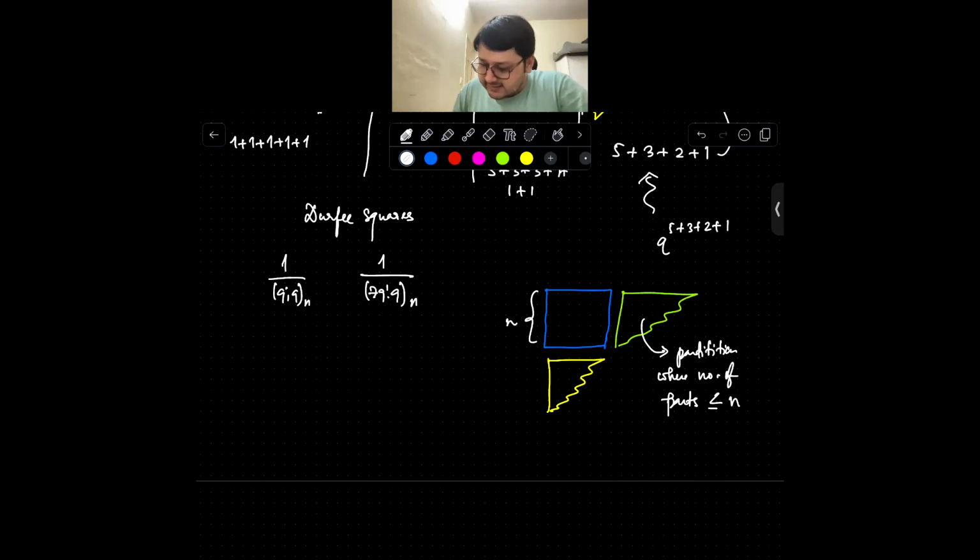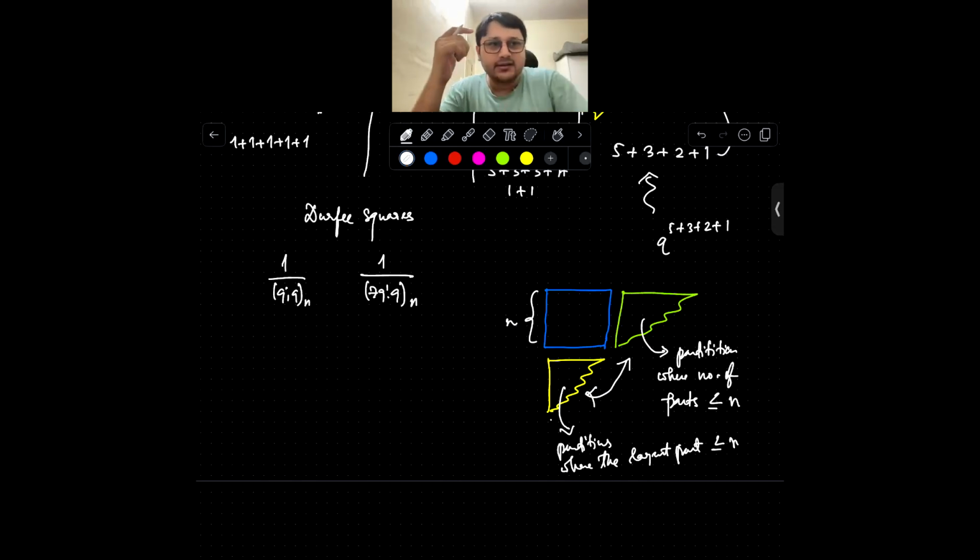And in this case, this is going to be a partition where the largest part is less than or equal to n. Okay, but if we remember the conjugation operation that we saw in the first lecture, then both of these partitions are actually the same class. You just flip the picture, okay? So what I'm saying is this.